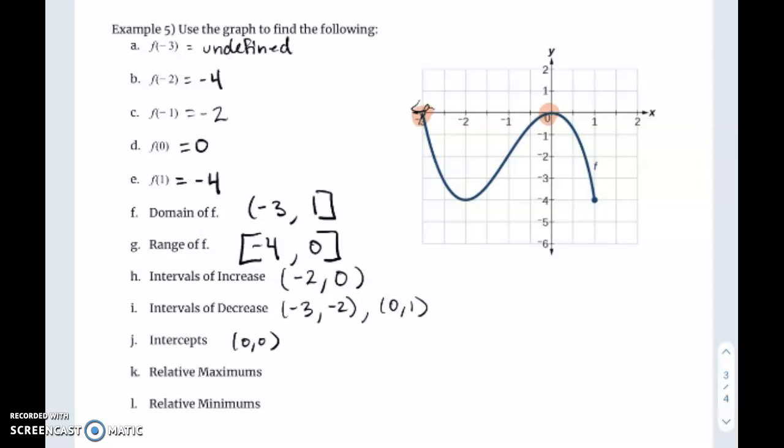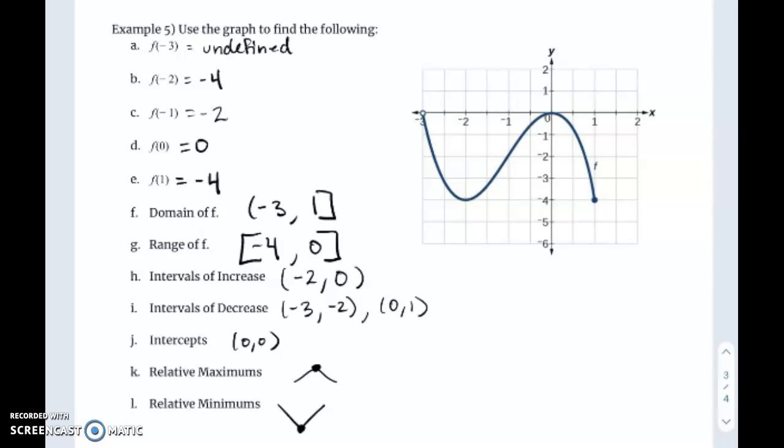Relative maximums and minimums. So for a relative maximum and minimum, you have to increase and then decrease. It has to increase and then decrease. And whatever point you have where it's changing from increasing to decreasing is your maximum. For relative minimums, you have to decrease and then increase.